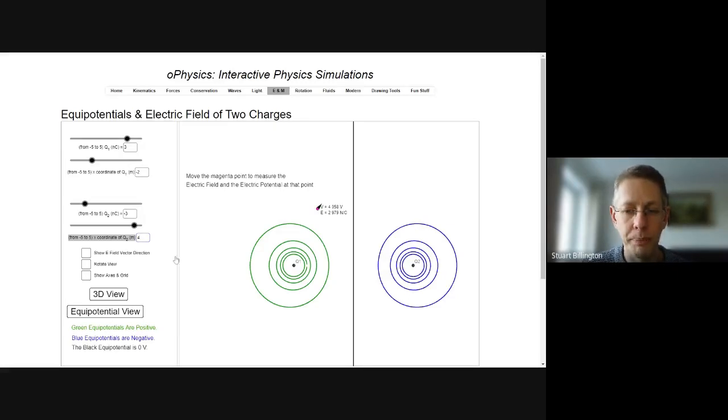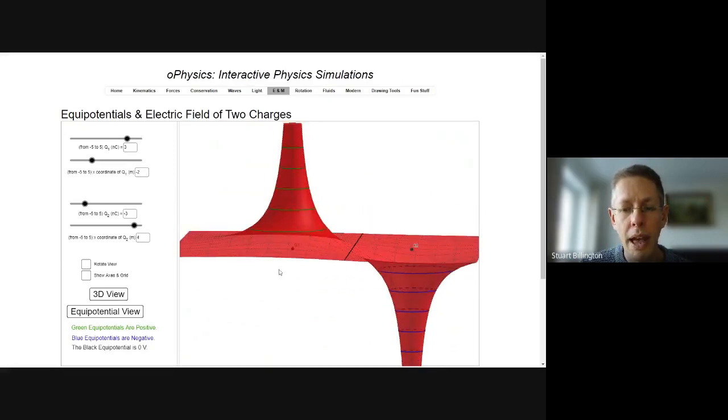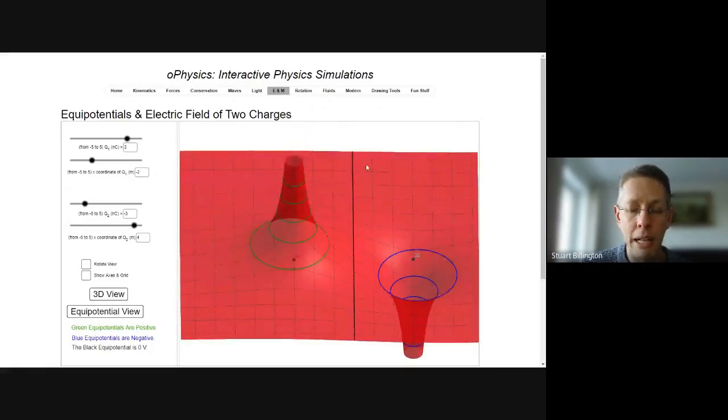This line down the middle genuinely does represent 0 volts all the way to infinity, because if we just have a little look at the 3D plot, you can see that wherever this one is raising the ground up a little bit, the other one's going to be sinking the ground down a little bit. And so all the way along that black line, you have neither gain in height nor loss in height, neither gain nor loss in electric potential. So that black line really is the 0 all the way to infinity.